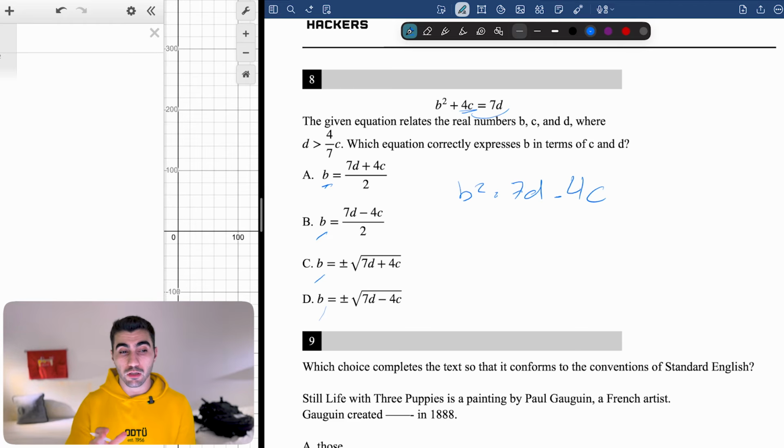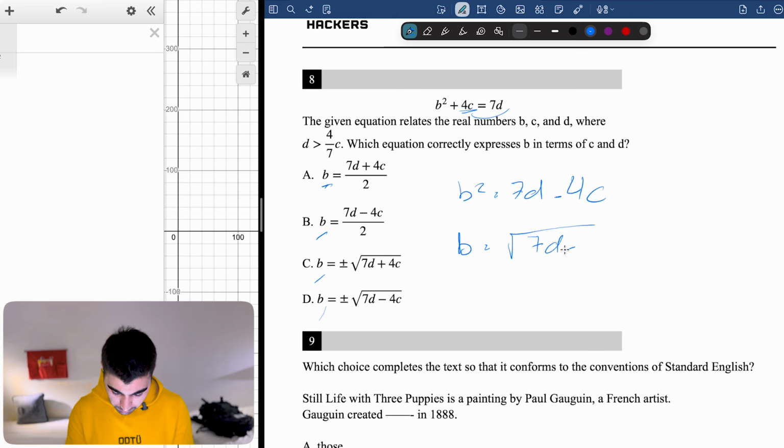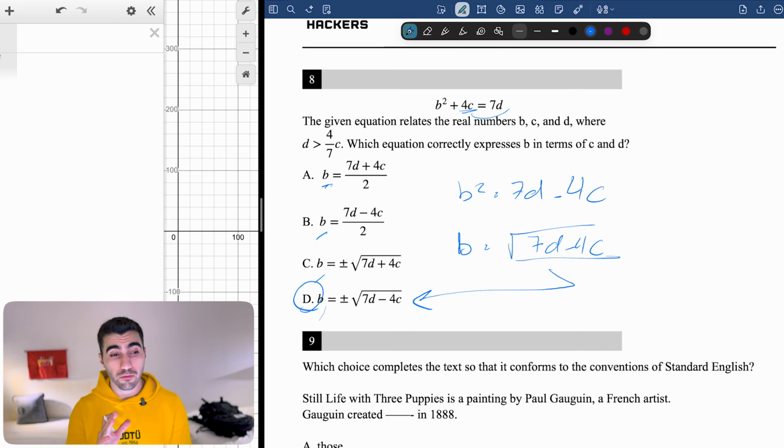This is a question that is always in the SAT, and you never want to miss these kinds of questions. Now that we have B squared, you want to do square root to cancel this square here. So it's going to be B equals the square root of 7D minus 4C, and you see this in choice D. So choice D is the answer for this question. Very easy. Just be careful with these kinds of questions.